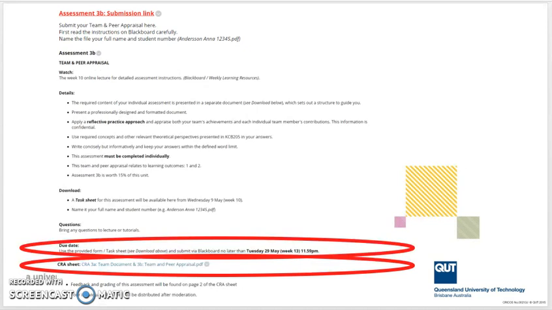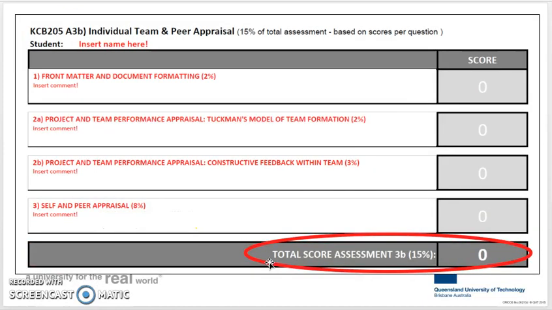At the bottom of the Blackboard page, you'll find the due date and the CRA sheet for this assessment. Your score for Assessment 3B will be presented on the same CRA sheet as your team document, but on a separate second page, and it looks like this. As mentioned earlier, this last individual piece of assessment is worth 15% of the entire unit.